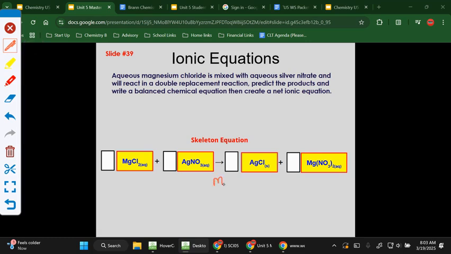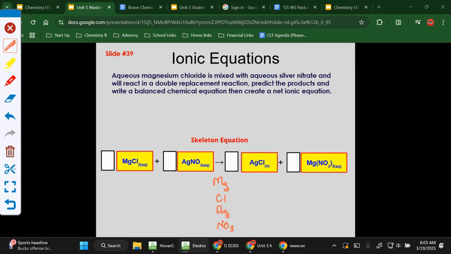So it is Mg, Cl, Ag, and I'm going to do a little trick here. I'm going to leave NO3 together. Now, if you do not like this trick, you could easily separate this to N and O. The only reason I am leaving it together is because it's NO3 here and it's NO3 over here. It's always together, same ratio. I'm going to treat it as a group. Questions?